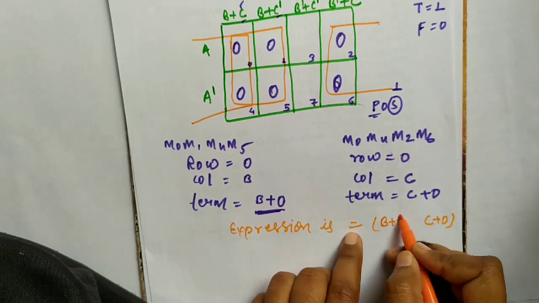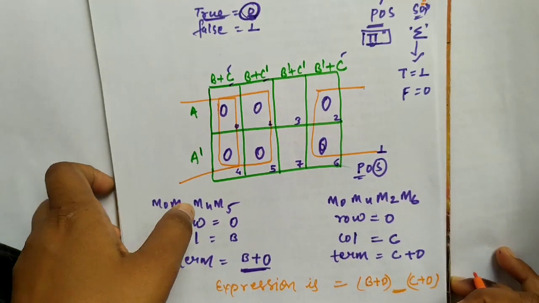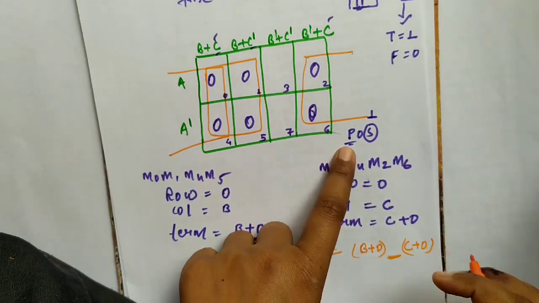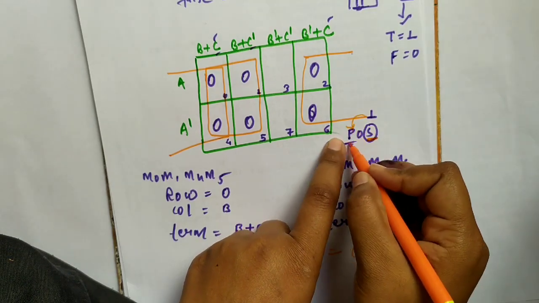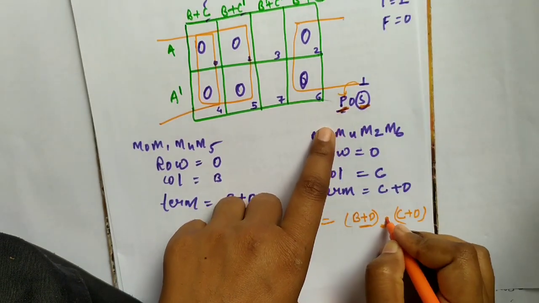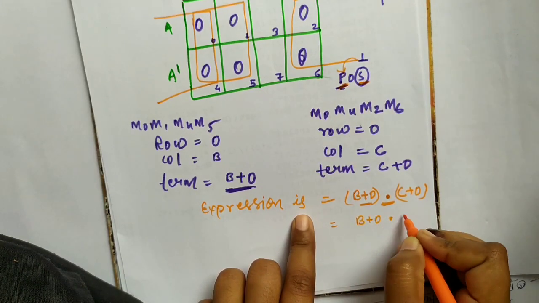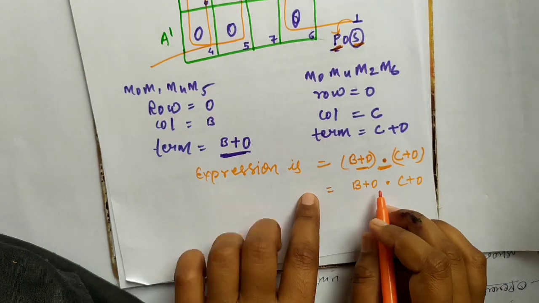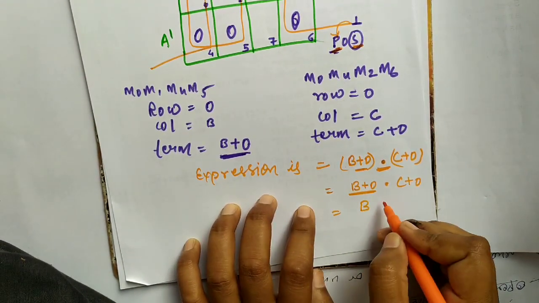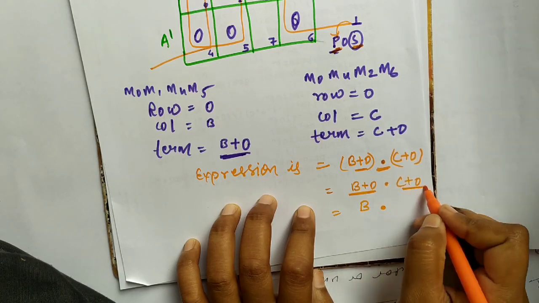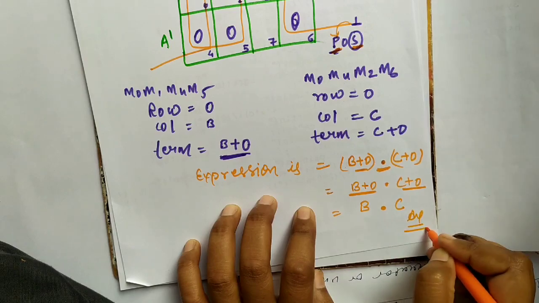So which sign can we put here? This is the form of POS. Firstly that is sum, so here is the sum. After that we can do a multiply, product. So we have to write a multiply sign. That means B plus 0 into C plus 0. When we add 0 with B, the result is B, and C plus 0, the result is C. So this is the answer.